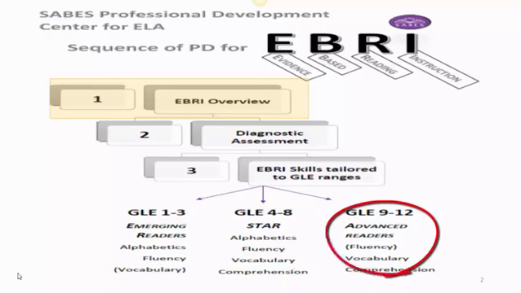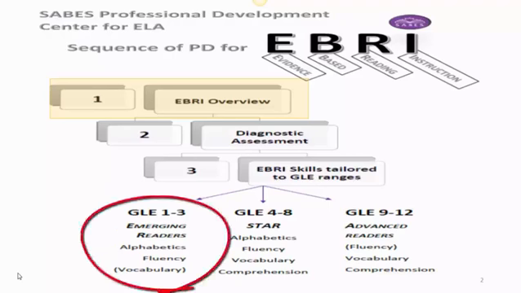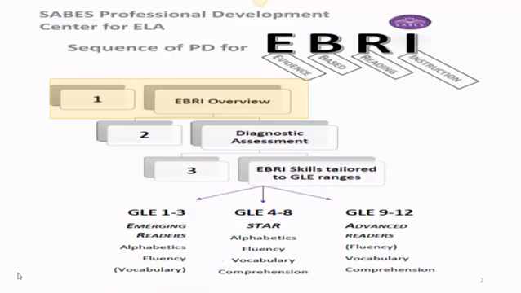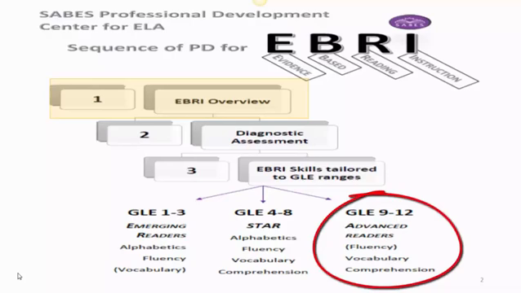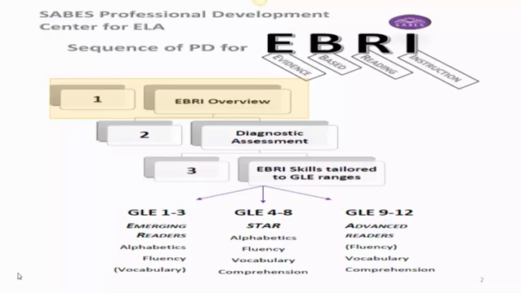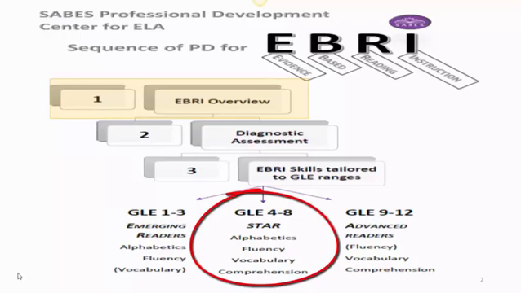So for the first one, the emerging readers, the focus for your components of reading will be alphabetics, fluency, and a little bit of vocabulary. Then for the 9 to 12 level, your focus for instruction will be making sure that your students have fluency ability, but mainly your focus will be on vocabulary and comprehension. And for the intermediate level readers, that is what the STAR training is all about.